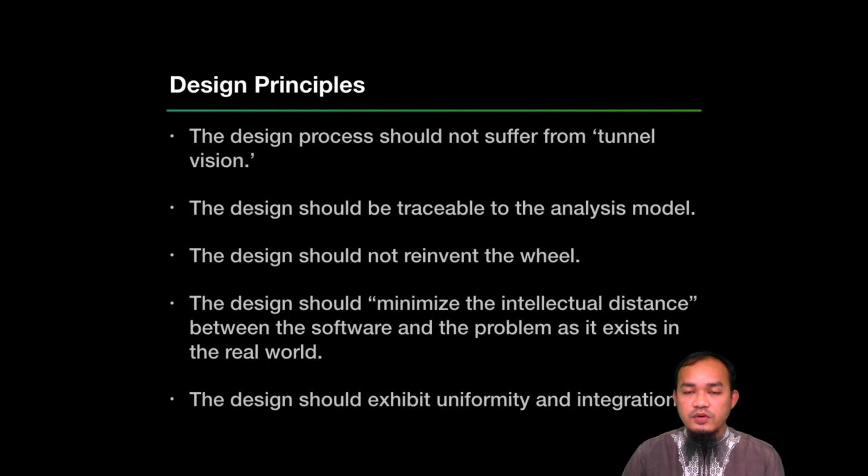There are also design principles that you have to follow. The design process should not suffer from tunnel vision. It should not start from 1, 2, 3, 4, 5. You can go by 4, by 3, by 2, or by 5, something like this. You should not follow step by step, but you can mix from another step. The design should be traceable to the analysis model. This is the main thing that many publications or books say: your design should be traceable to the analysis requirement. We have many requirements, so you should be able to track back that this design serves that requirement.